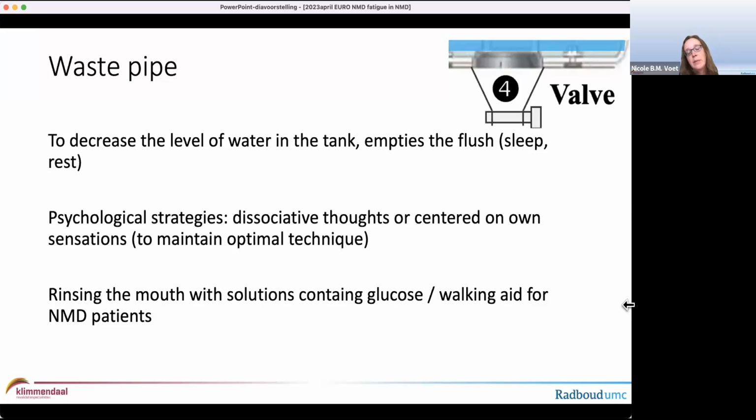For example, in NMD patients, walking aids, like crutches, can help lower the level of water during exercise. When you use aids in the right way, you can walk for a longer time. And with that, decrease fatigue and increase your aerobic capacity.